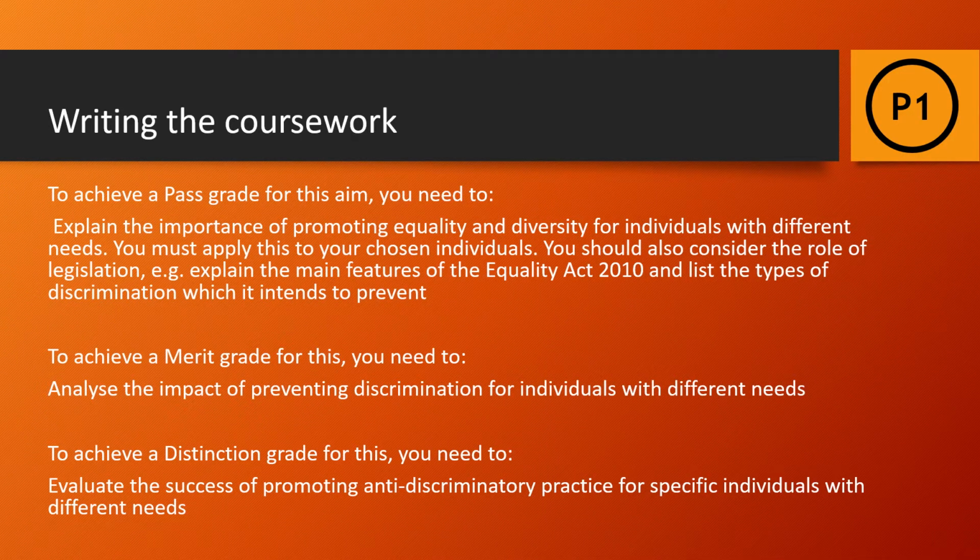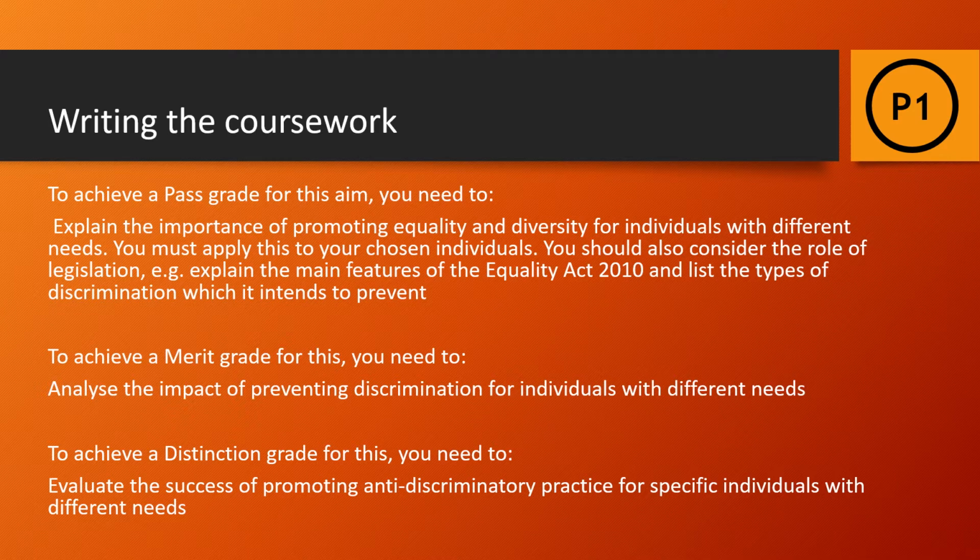So really, when we come to write the coursework, there are three things we need to think about. If you're aiming for a pass, you need to explain the importance of equality and diversity for individuals with different needs. You need to apply this to your chosen characters. You need to think about the impact of legislation such as the Equality Act. You need to think about the impact of discrimination which might apply to your characters. And you're really going to focus on what is being done to make them feel equal, how effective that is going to be, and what the effect will be on the individual. So it's very much all focusing on the individual.